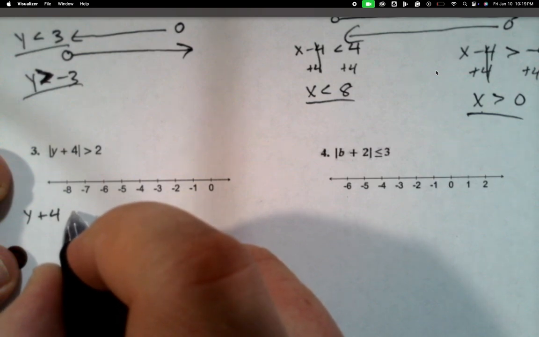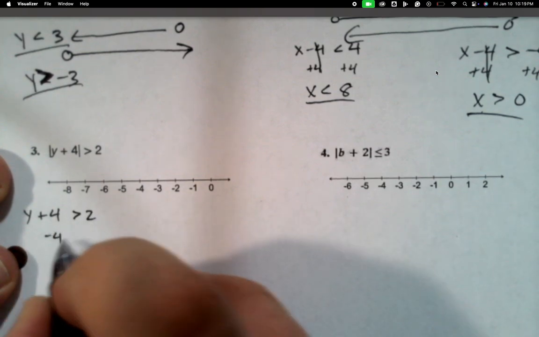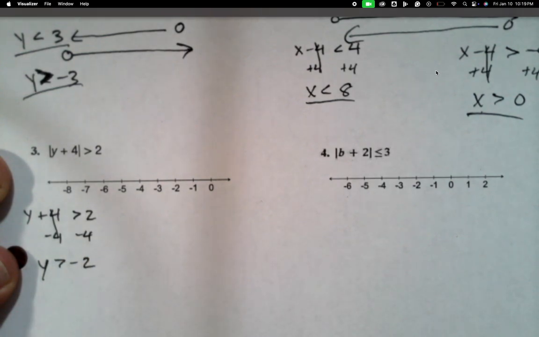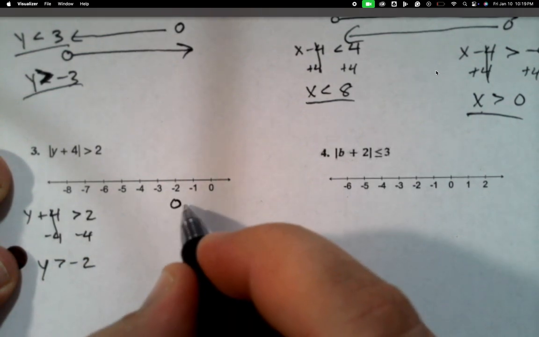So we have y plus 4 is greater than 2. Subtract 4 from both sides. Get y is greater than -2. So we put an open circle at -2, shade to the right.